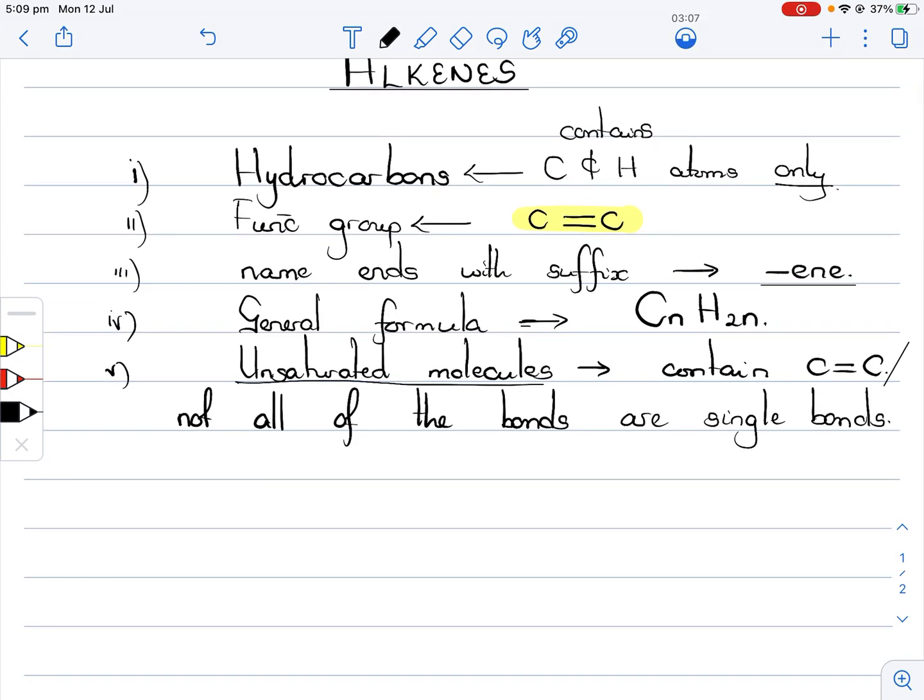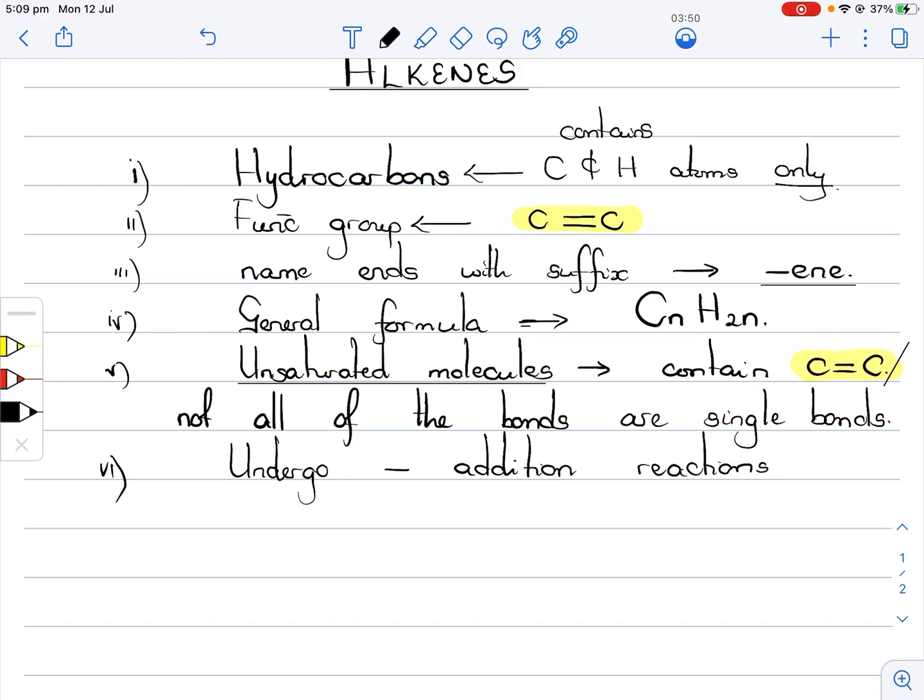Now, to say they're unsaturated molecules means the two carbons that are sharing the double bond have not reached the maximum number of atoms that they can be bonded to. So as a result of that unsaturation that is experienced by only the two carbon atoms sharing the double bond, we then say that alkenes undergo addition reactions.